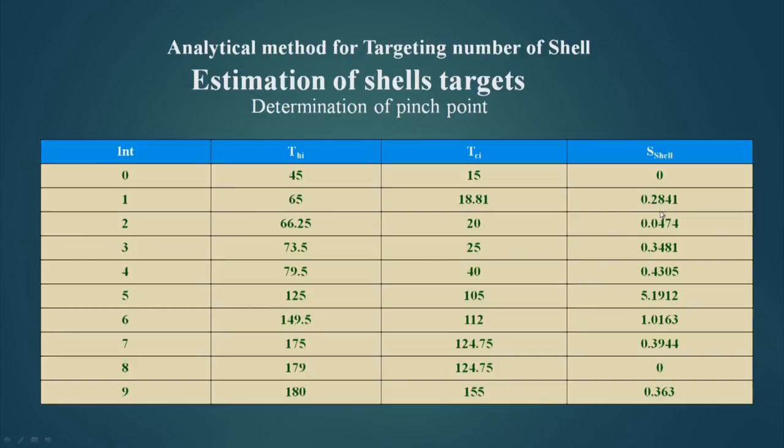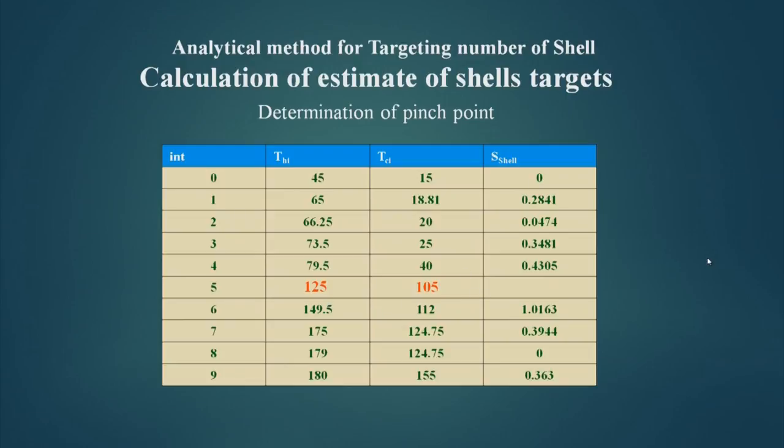Now, we see that this is not an integer value. So, now we have to find out where the pinch division is, and then we will divide the problem into two parts, upper pinch area and lower pinch area, and then we will count the number of cells and convert it into the next integer. For the upper pinch section and lower pinch section, we will do this and then add them up to find the number of cells. So, the pinch point is this. I have already told you that the pinch of this problem is 125, the hot pinch, and 105 is the cold pinch. And this point falls in the fifth interval, where the number of cells is 5.1912.